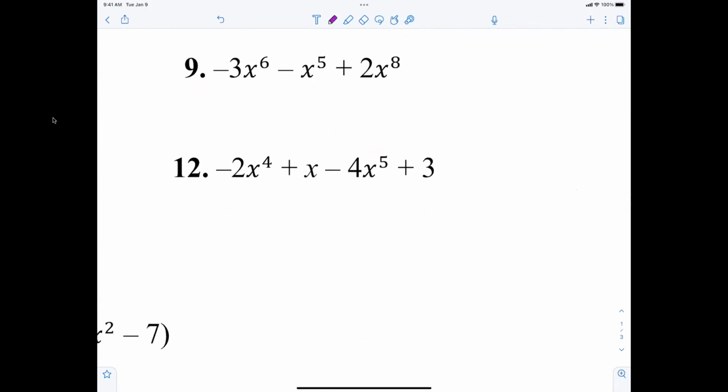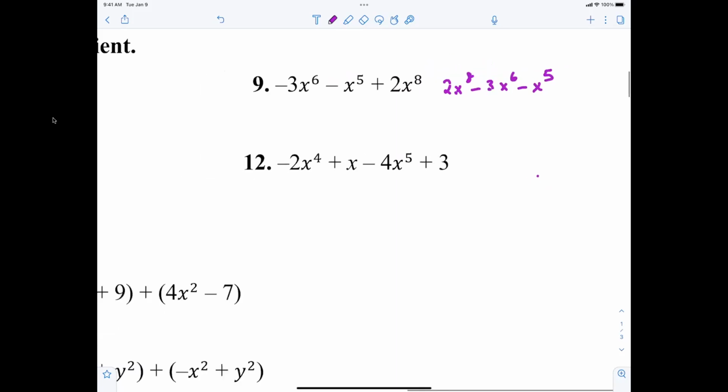Now write it in standard form. Standard form, the largest to the smallest. So everybody should have 2x to the 8th minus 3x to the 6th minus x to the 5th. That's all there is to it. I'd like everybody to say that is obviously a trinomial and the degree is 8, and that is written in standard form.